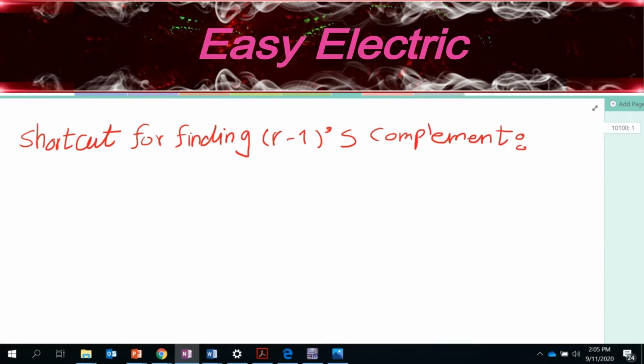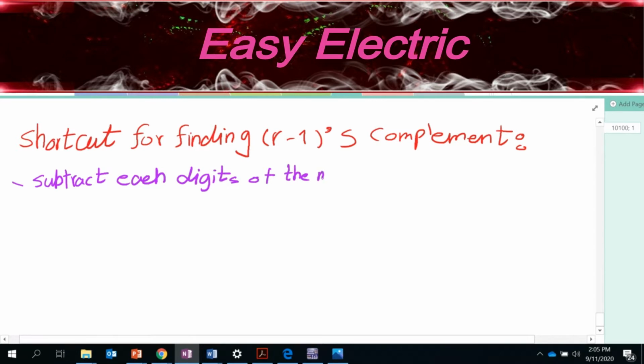It's actually very simple, simpler than r's complement. We have just one step, which is to subtract each digit of the number from r-1. Okay, let me find some example from the book.